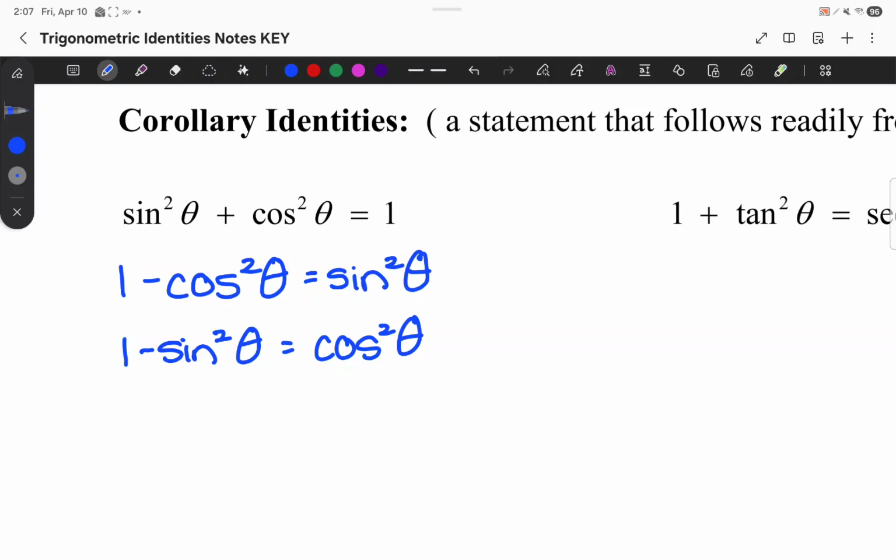Like if you see a 1 and you see a sine squared theta, keep an eye out, does it actually end up in this form 1 minus sine squared theta? Then you could replace it with a cosine if you needed to write things in terms of cosine. Does that kind of feel okay?